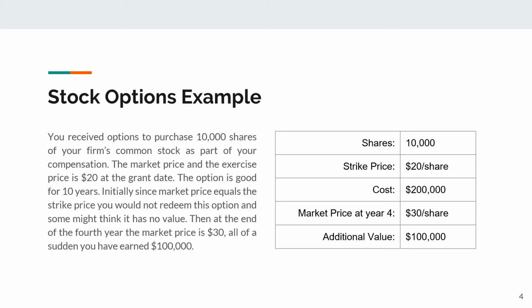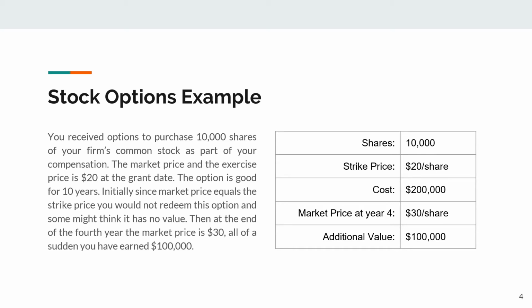Now let's ensure that everyone has an understanding of what a stock option is. So let's say, for example, that you went to work for a new employer and you received the option to purchase up to 10,000 shares of your firm's common stock as part of your compensation. Now, the market price and exercise price is $20 at the grant date. The option is good for 10 years. Now, initially, since market price equals the strike price, you would not want to redeem this option, and in fact, you might even think that it isn't valuable.